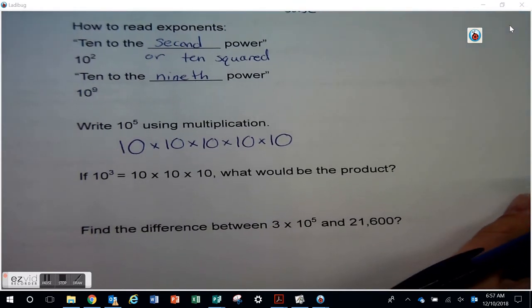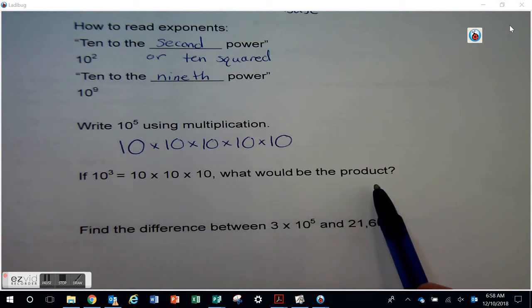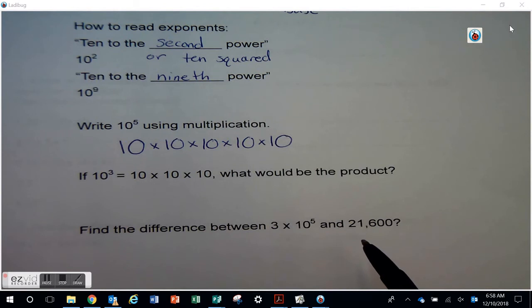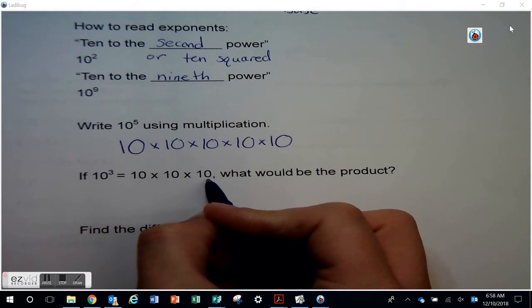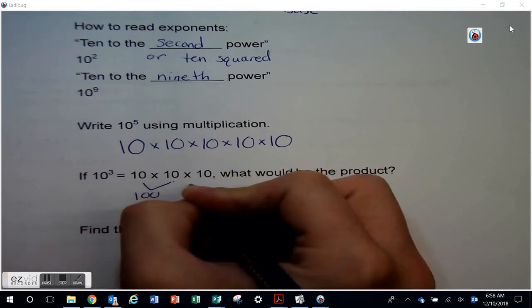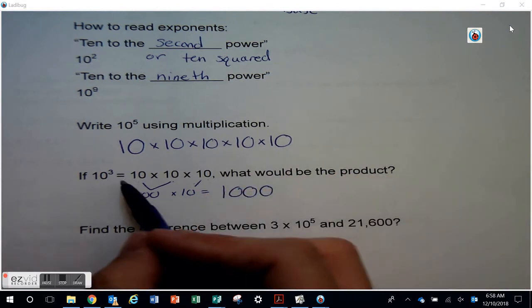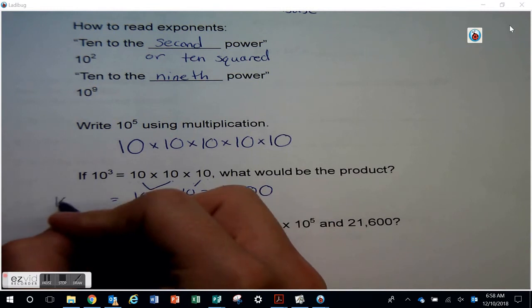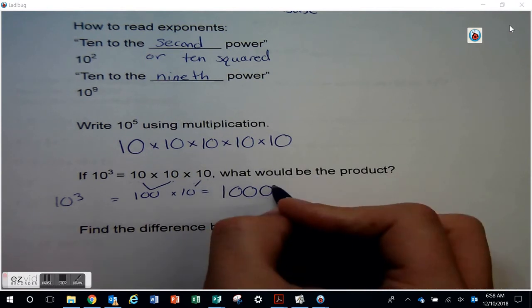Let's look here. If 10 to the third power equals 10 times 10 times 10, what would the product be? Well, let's see. 10 times 10 times 10. 10 times 10 gives me 100. And 100 times 10 would give me 1,000. So 10 to the third power equals 10 times 10 times 10, which equals 1,000.